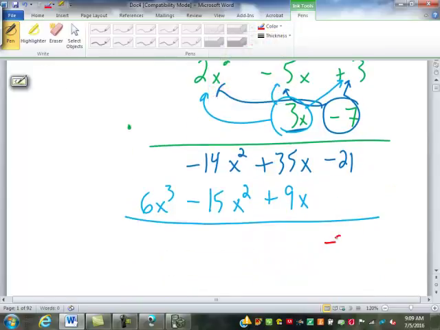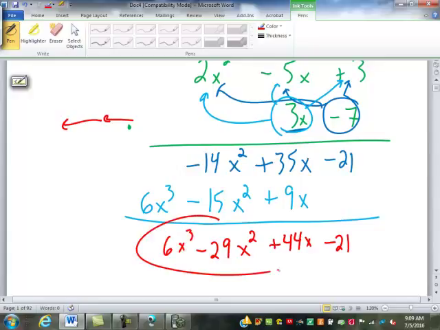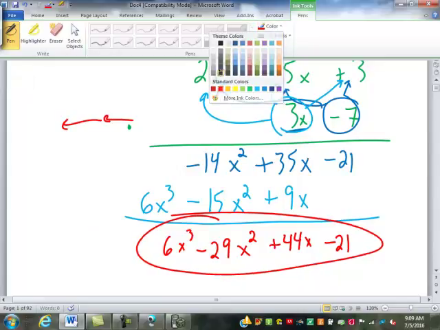So now we've got the negative 21. 35x and 9x makes a positive 44x. They're both positive, so we're just going to add them. Negative 14 and negative 15 is just going to be a negative 29x squared. And 6x to the third. Anybody have that one? Just a couple of you? Okay. That one's a little trickier.